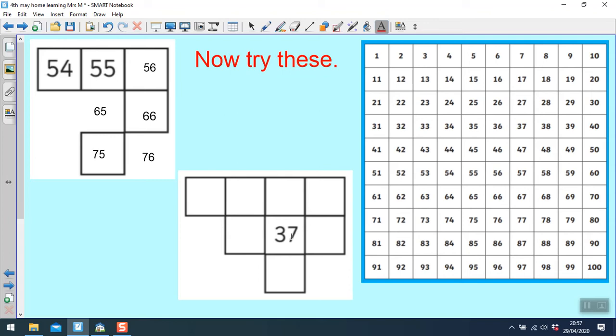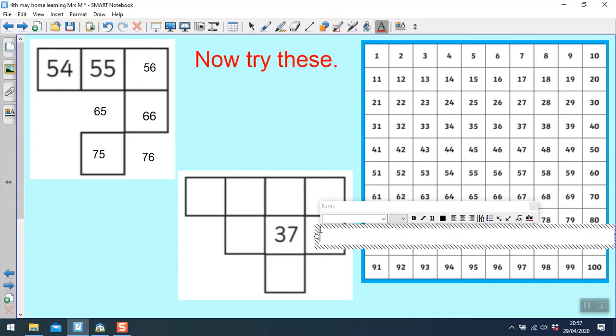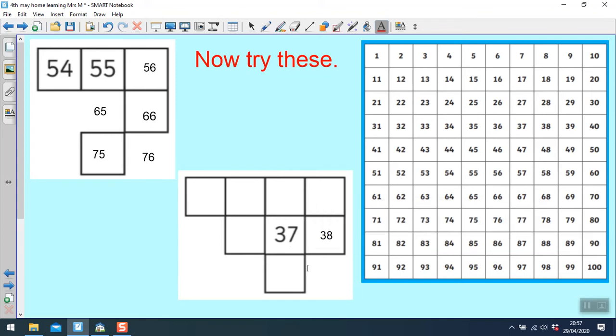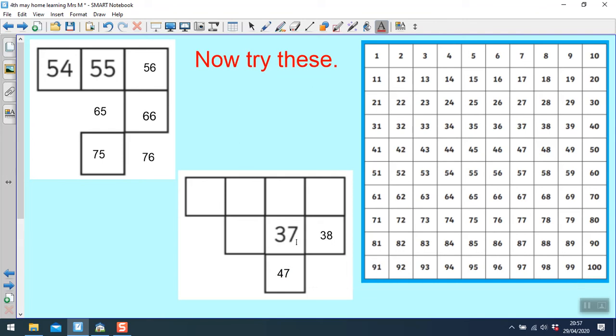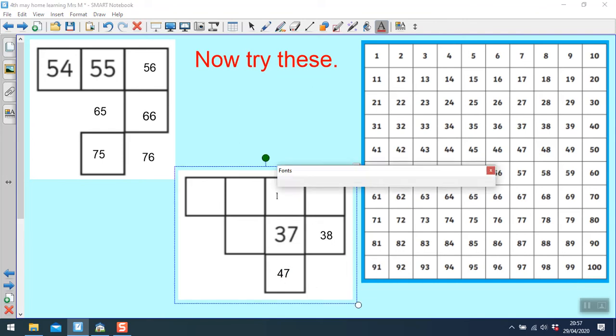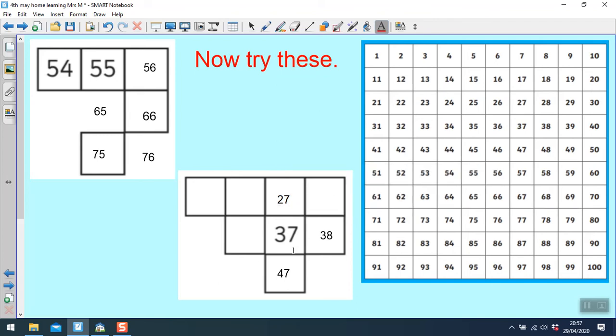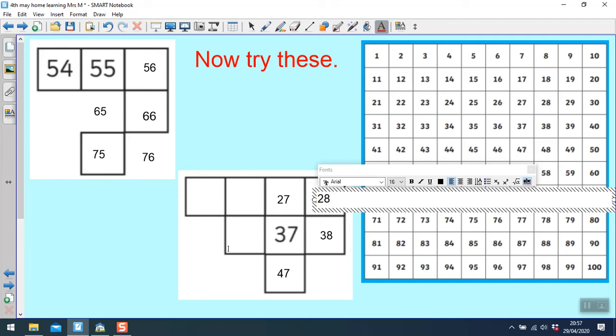Okay, I've got to start with 37 now. I could do the one after 37 moving to the right, that's 38. I could do the one down from that, which is 10 more, that's 47. Subtracting 10 as I move up, 47, 37, 27. 38, subtract 10 is 28.